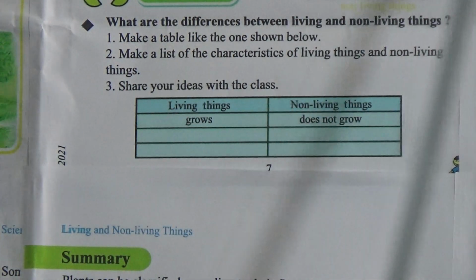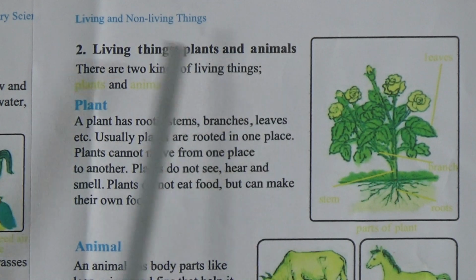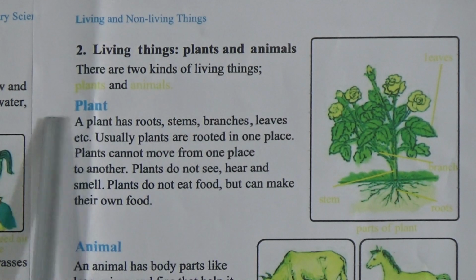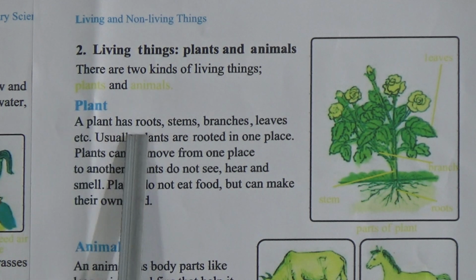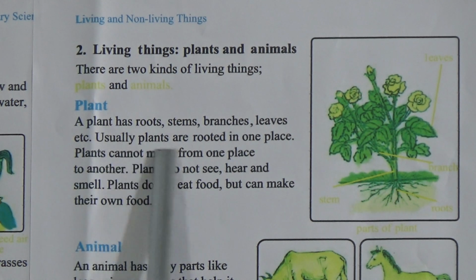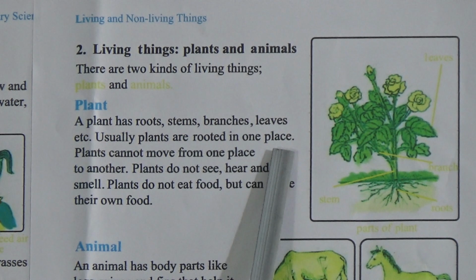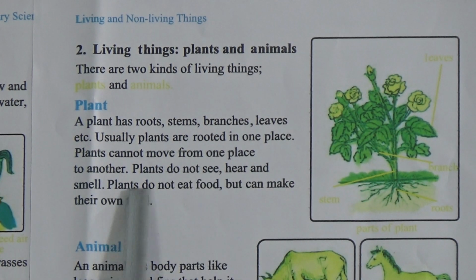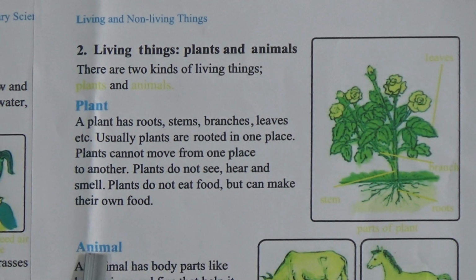Now come to the next page, that is living things: plants and animals. There are two kinds of living things. One is plants, another is animals. Now come for the plants. A plant has roots, stems, branches, leaves, etc. Usually plants are rooted in one place. That means they cannot move from one place to another. Plants do not see, hear and smell. Plants do not eat food but can make their own food.